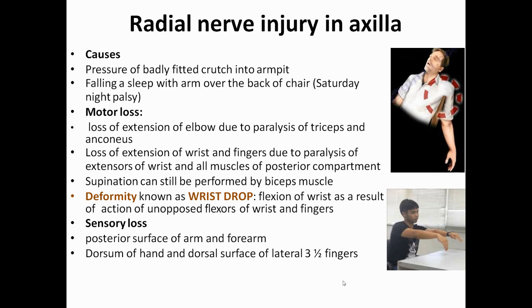Deformity known as wrist drop, flexion of the wrist as a result of the action of unopposed flexors of the wrist and fingers. Sensory loss: posterior surface of arm and forearm, dorsum of hand, and dorsal surface of the lateral three and a half fingers.